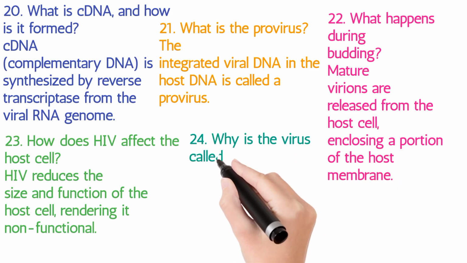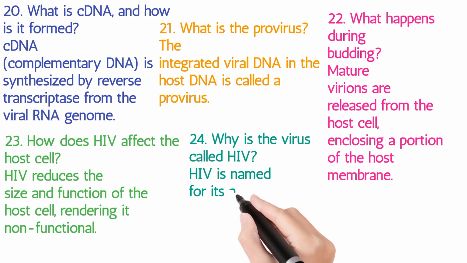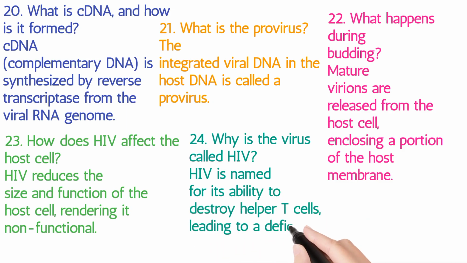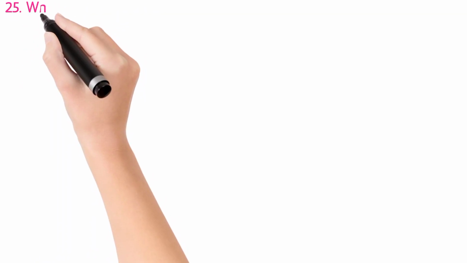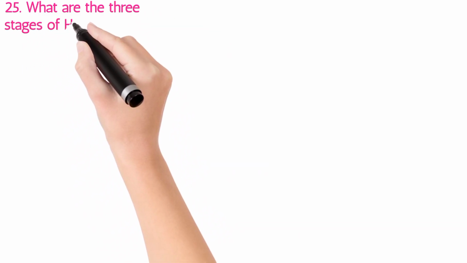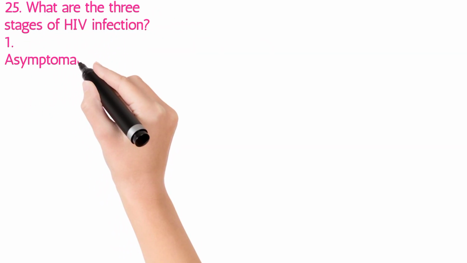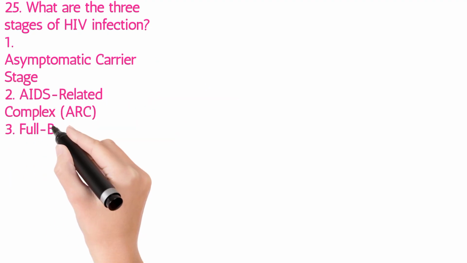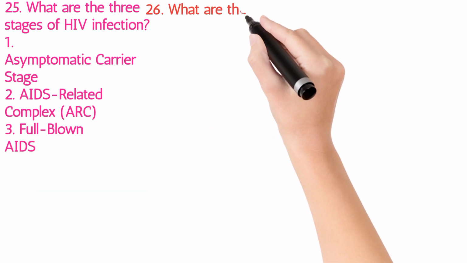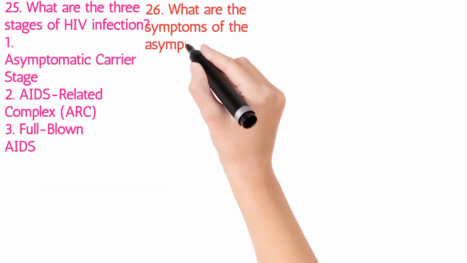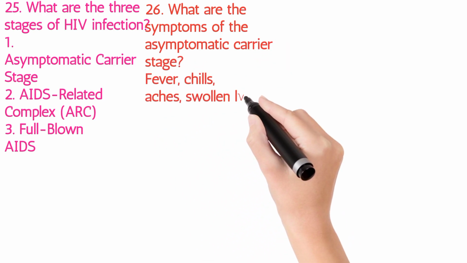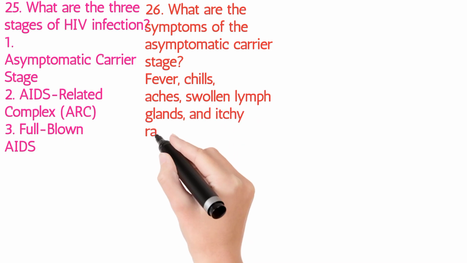HIV/AIDS naming. 24. Why is the virus called HIV? HIV is named for its ability to destroy helper T cells, leading to a deficiency in the immune system. Symptoms of AIDS. 25. What are the three stages of HIV infection? Asymptomatic carrier stage. AIDS-related complex, ARC. Full-blown AIDS. 26. What are the symptoms of the asymptomatic carrier stage? Fever, chills, aches, swollen lymph glands, and itchy rash.